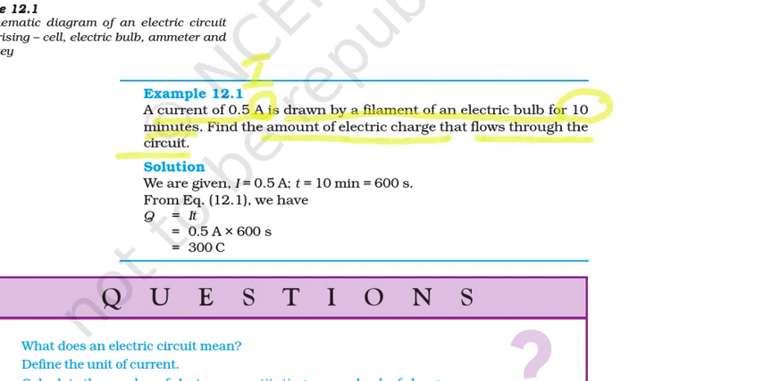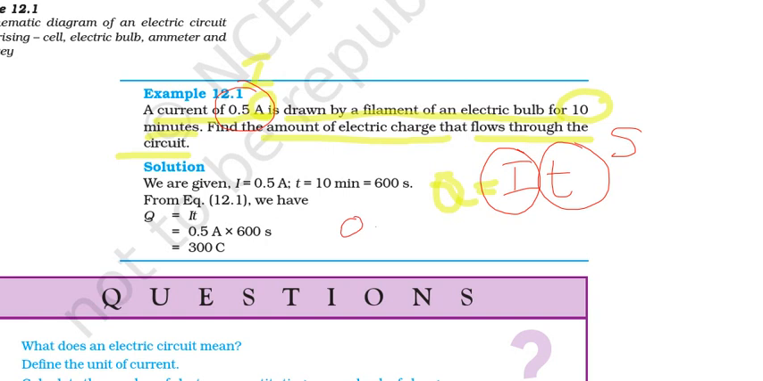Here you have to find the charge. Charge is indicated by Q. Q is equal to I into T, and T should be in seconds. The I value is 0.5 amperes, and the time is 10 minutes. 10 into 60 is 600 seconds. Now multiply these two.